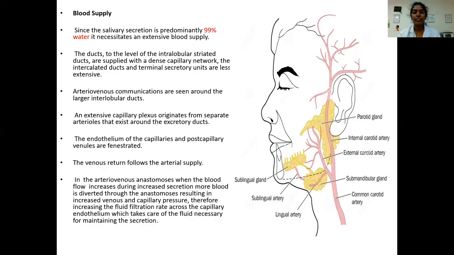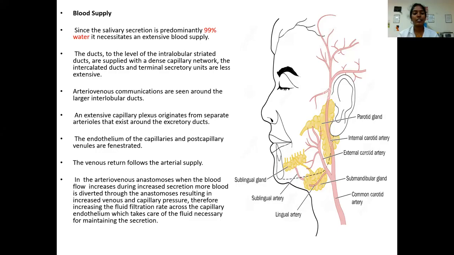The blood supply to the salivary glands. Since the salivary secretion is predominantly 90% water, it necessitates an extensive blood supply. The ducts to the level of their interlobular striated ducts are supplied with a dense capillary network. The intercalated ducts and terminal secretory units are less extensive. Arterial venous communications are seen around the large interlobular ducts. The extensive capillary plexuses originate from the separate arterioles that exist around the excretory duct.